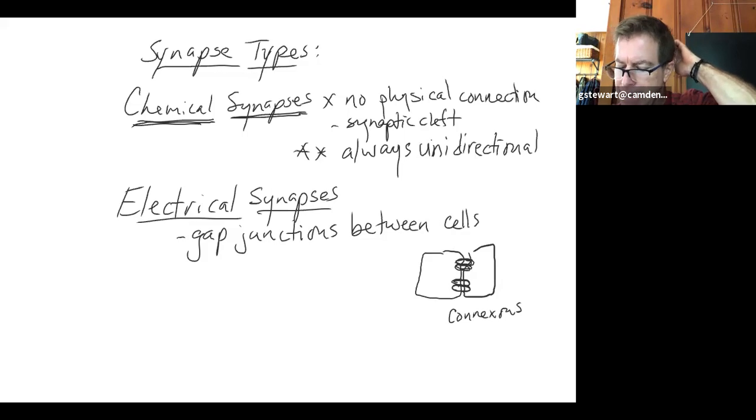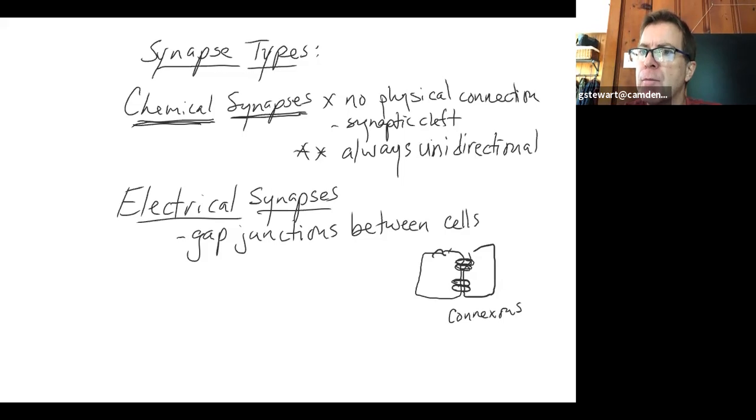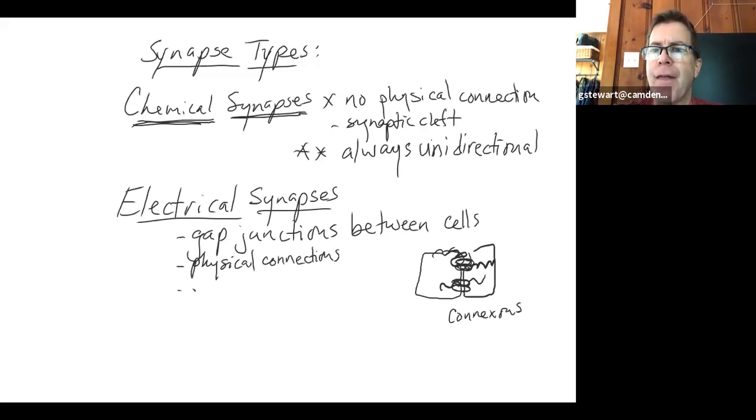C-O-N-N-E-X-O-N-S. Those connexons connect the cytoplasms of the two cells, and they are electrically coupled. That means the flow of ions can move from this membrane or this cell to this one, and vice versa. So there is a physical connection, and that's through those protein junctions called connexons. Electrical flow can occur from cell to cell, and the flow can be bidirectional, can go from either cell to either cell. It's not unidirectional.